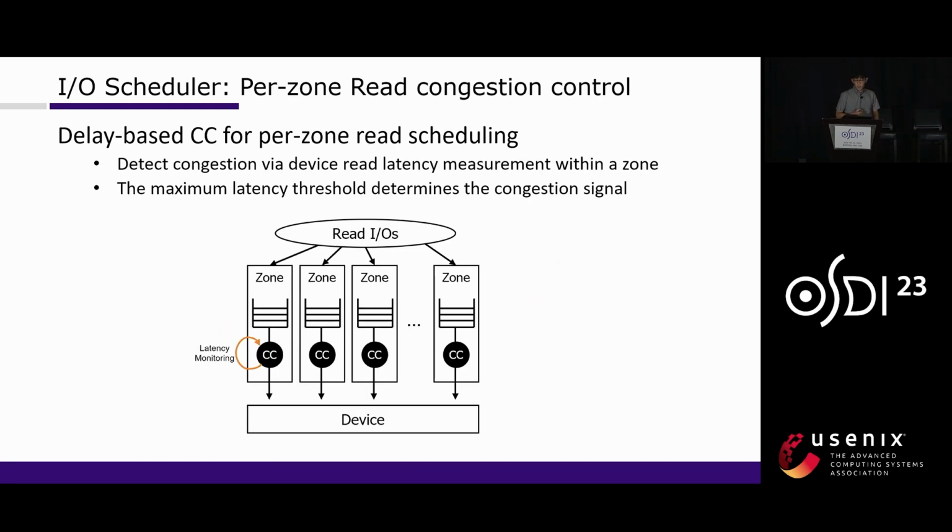To design an effective I/O scheduler, it is crucial to understand the source of the congestion. In the case of reads, congestion occurs at the channel and die level. We do not need to identify the specific zone or location, as all zones on the same congested channel or die will experience a similar increase in latency. Hence, we adopt per-zone read congestion control. This approach is similar to delay-based congestion control mechanisms used in data center networks.